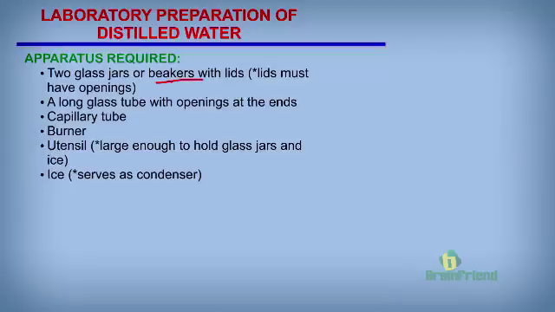jars or beakers with lids. Now, these lids must have openings. Next one is a long glass tube with openings at the end, a capillary tube, and a burner. For the lab, we usually make use of a Bunsen burner. Then a utensil large enough to hold the glass jars and ice, because one of the apparatus is also ice. This ice serves as a condenser.